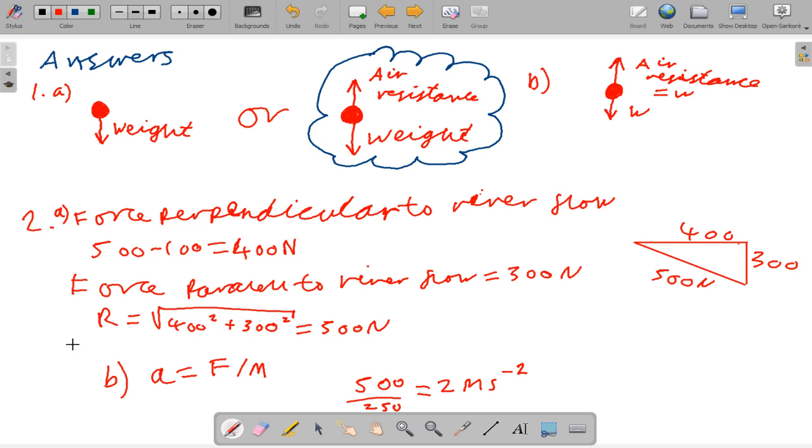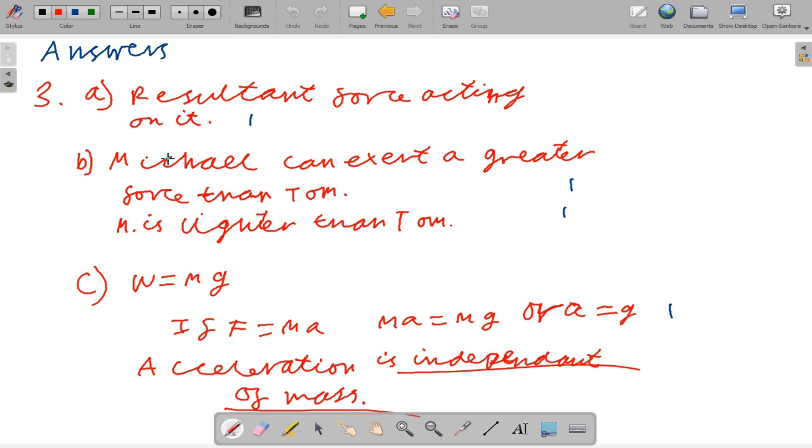Now rearranging Newton's second law, F equals ma, simply by dividing by m, you can get F over m equals a. So rearranging that formula, you will get 2 m s^-2, which is pretty convenient. So that is the resultant force acting on it in part A.